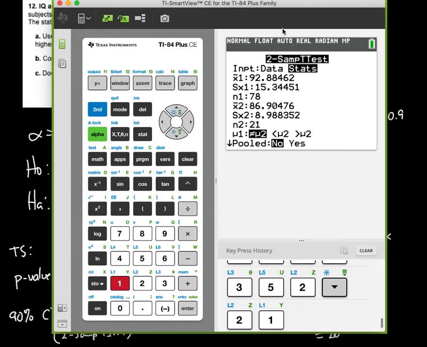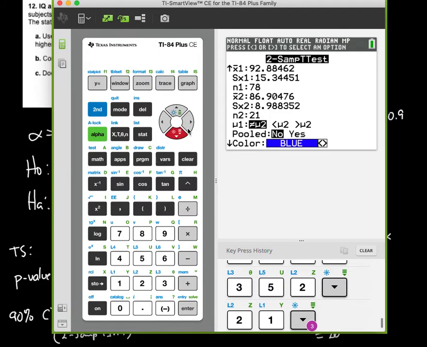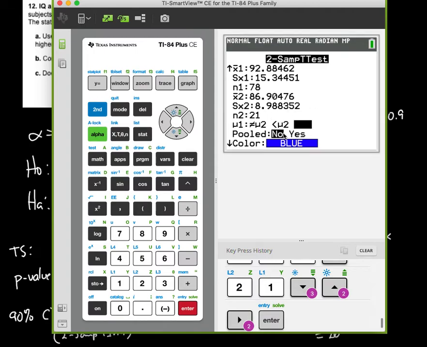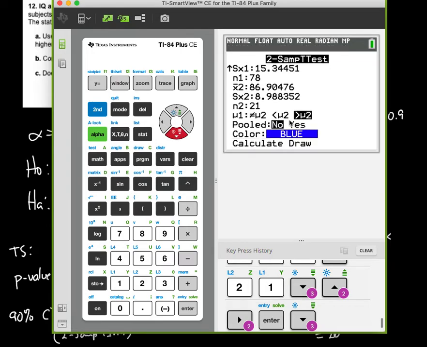We have a right-tailed test. Make sure that's highlighted. You guys are always going to be no on pooled because you're not assuming that the standard deviations are equal. So you guys are no for your independent cases where sigma 1 and sigma 2 are unknown. And so you'll never have to change that based on what you'll be given.